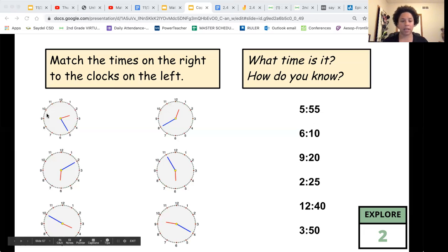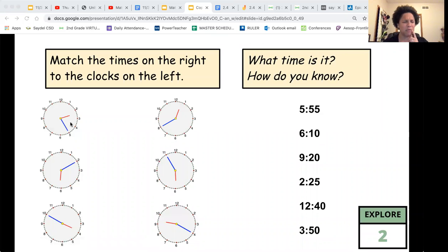So if I'm looking at the clock to start, that might be easier. So if I'm looking at this first clock, I see that the hour hand is between the 2 and 3. Ooh, we've been working on that. So I know that definitely the hour is going to be 2 because it's not at 3 or past 3. So 2, okay, 2. And this minute hand here is at the 5.